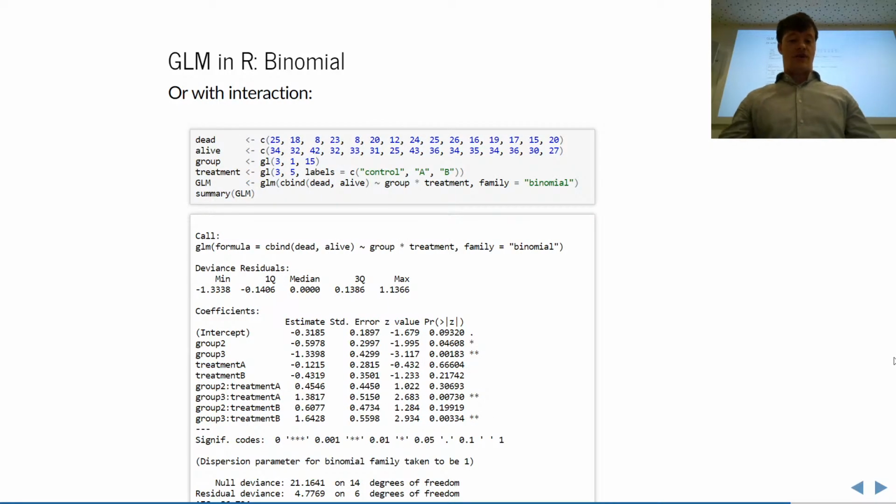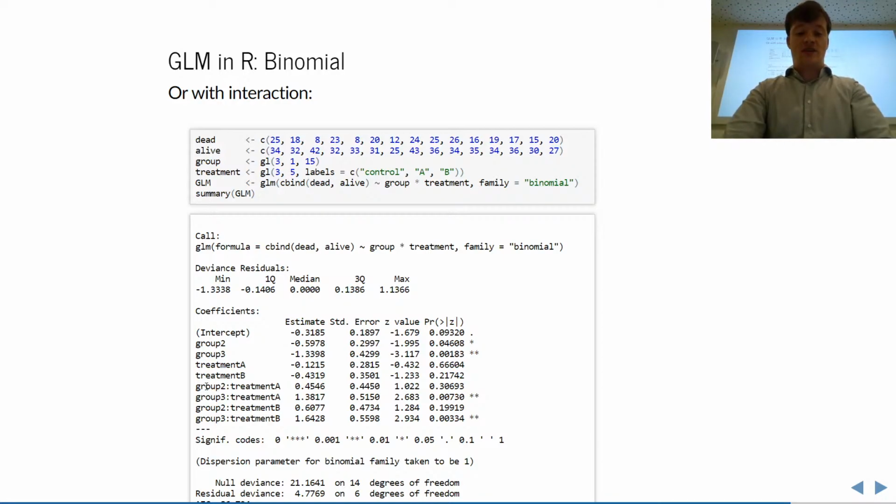Okay, here's the binomial case with interaction. Just to show you, there's nothing different going on here if all I'm interested in is a hypothesis test. There are p-values here. You can see what the interaction looks like. You can see that group 1 is missing and that the control is missing. Why is that?